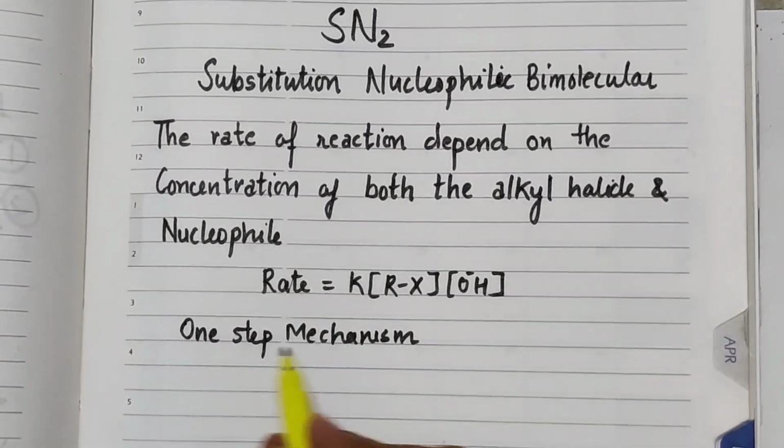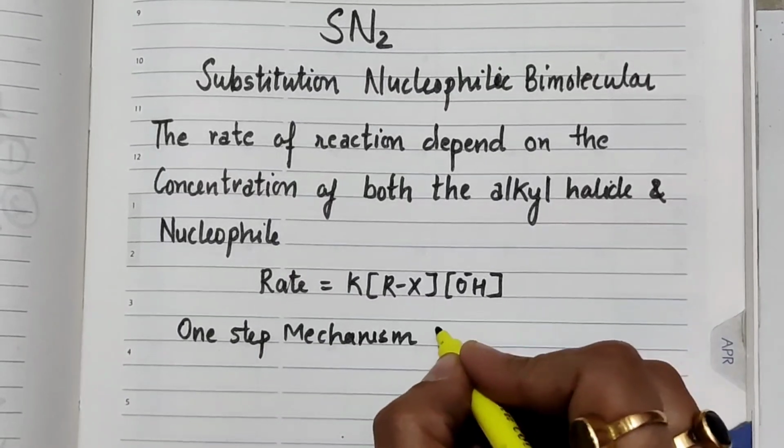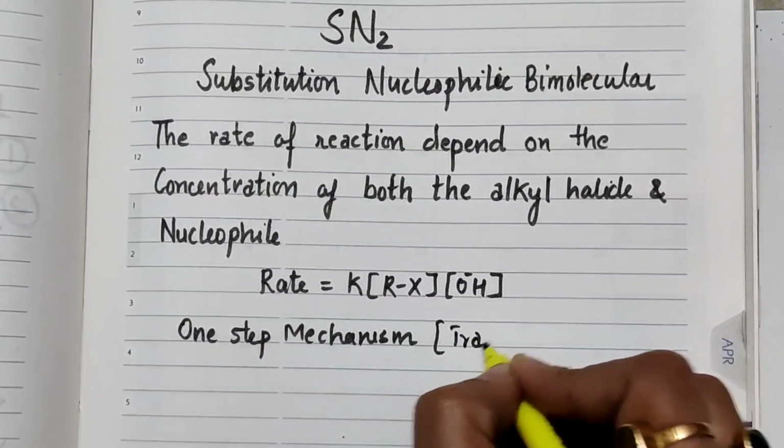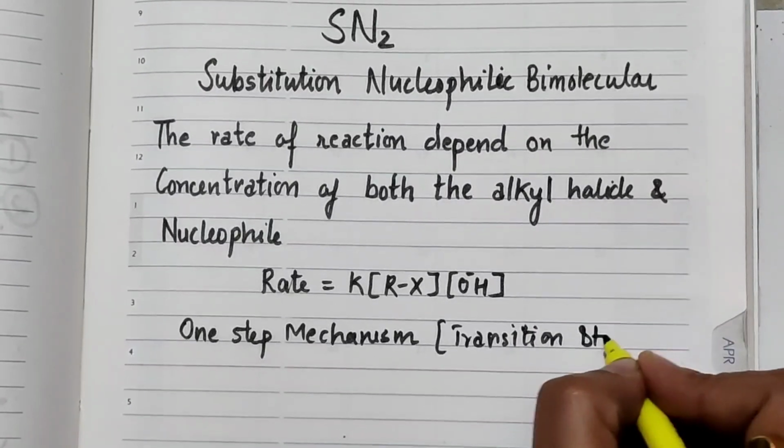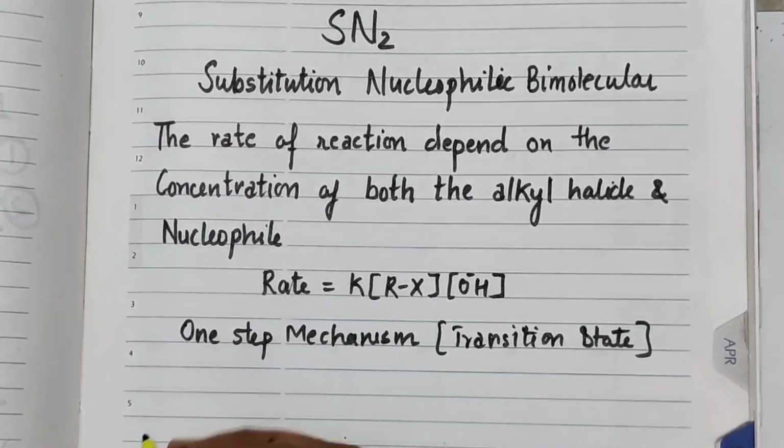Now the reaction is with one step, but it also includes the transition state in it. So when we write the reaction, there will be a transition state. Now what happened in this case?